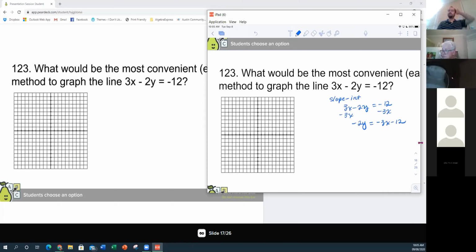Now you're going to divide by negative 2 on the other side. And you should come out to y equals 3 over 2 x minus 6. I'm sorry, plus 6. Right, because you've got a double negative. Right, and your y-intercept should be 0, 6.